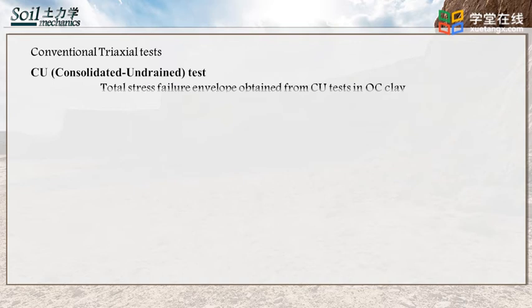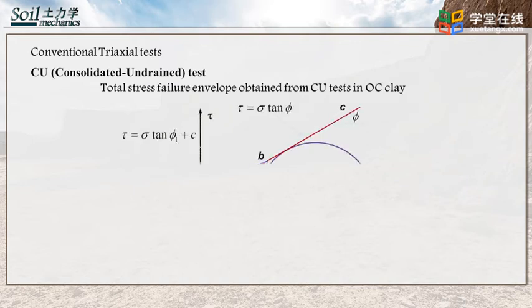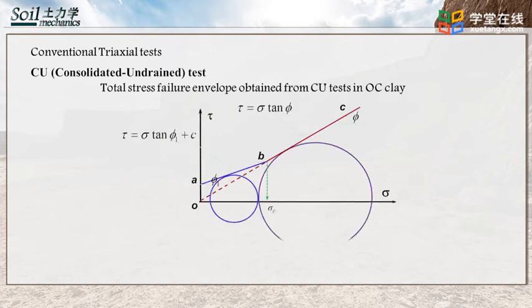This figure shows the total stress failure envelope obtained from a CU test in over-consolidated clay. It can be seen that the Mohr-Coulomb failure envelope is no longer a straight line when the over-consolidated clay changes to normally consolidated clay under certain vertical stress.